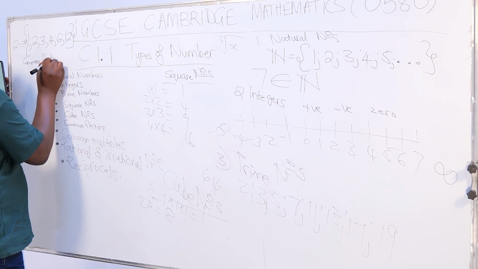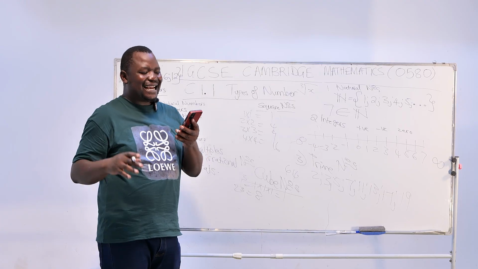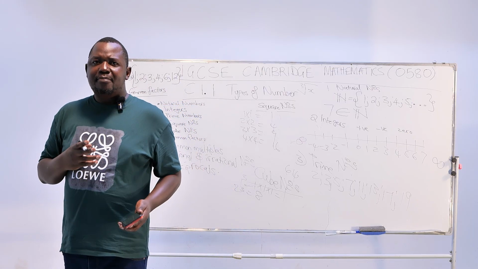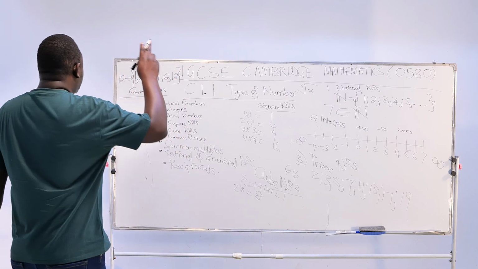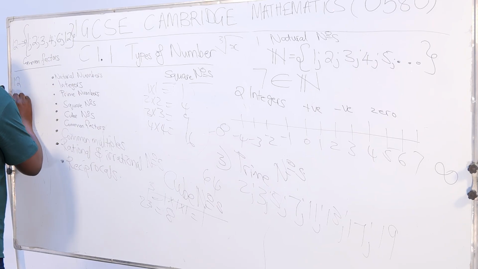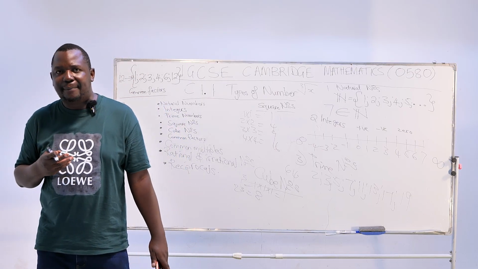And by common factors, we are talking about factors that are shared by 2 or more numbers. Let me take, for instance, 12 and 18. And then the question requires us to find the common factor between those 2 numbers.